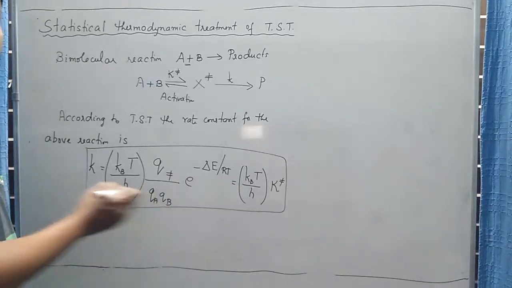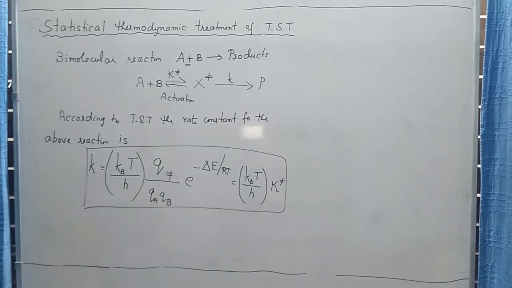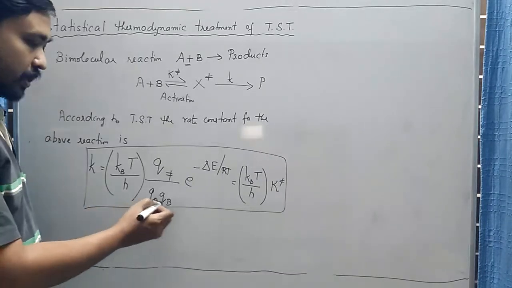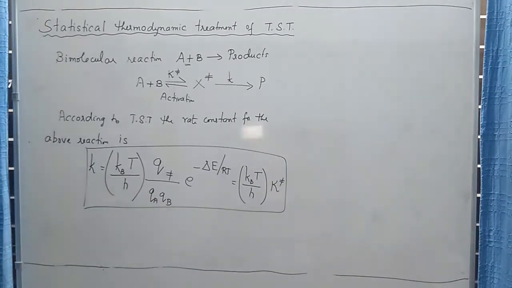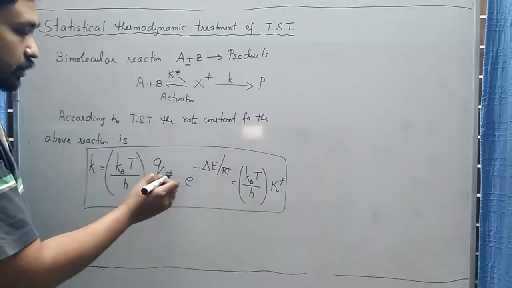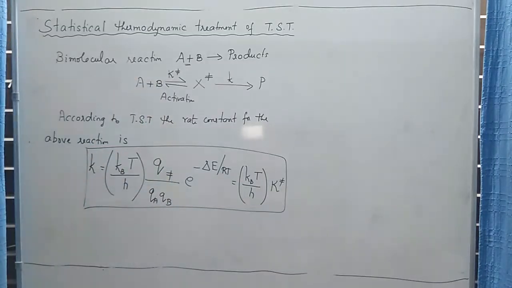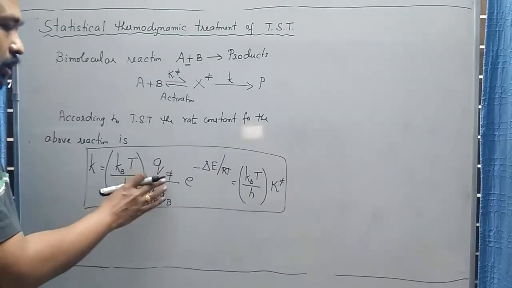Here the symbol Q represents what is known as the partition function. What is the partition function? It is the number of states, the accessible states, that a system provides at a particular temperature and volume. So Q_A and Q_B are the partition functions for the reactants A and B, and Q dagger here is the partition function of the activated complex.